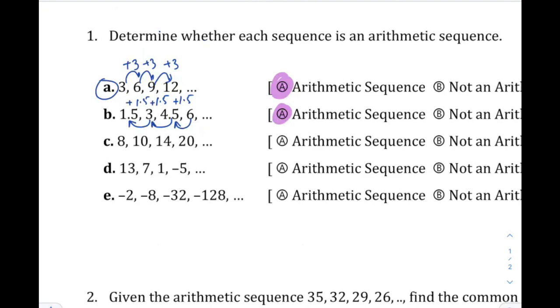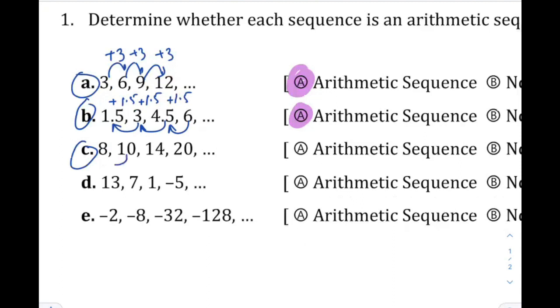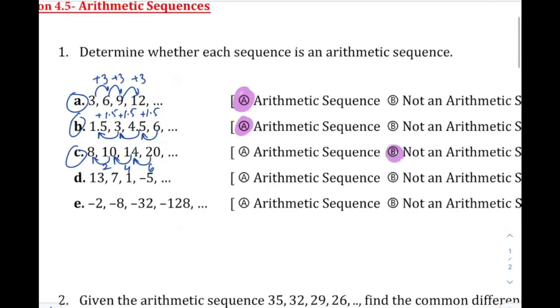Next, C. 8, then 10, then 14. As you see here, 10 minus 8 is 2. 14 minus 10 is 4. So no need to check this to be 6. Yes, they are increasing in a constant pattern, but they are not increasing by the same number each time. So it's not an arithmetic sequence.